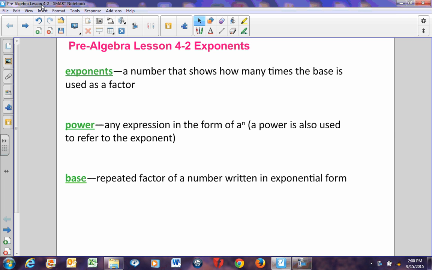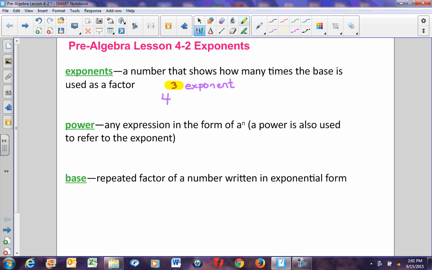This is pre-algebra lesson 4-2, exponents. An exponent is a number that shows how many times the base is used as a factor. For example, in the problem 4 to the third power, the 3 is an exponent. Okay, this is your exponent, 3 right there. It says you should use the 4 as a base 3 times.